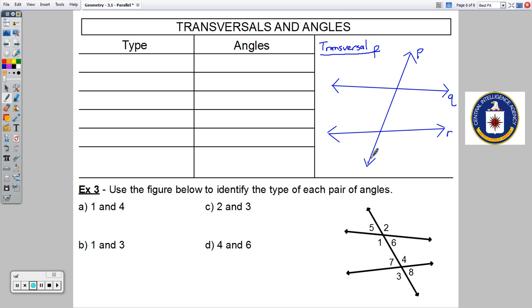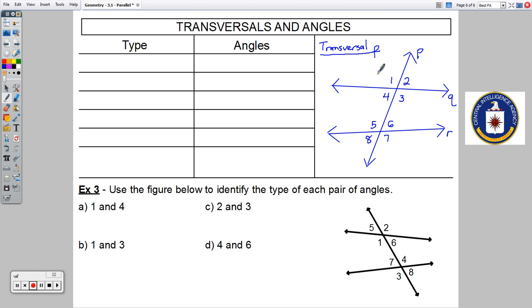That's the transversal we're looking at. Would Q and R eventually cross out here? Yeah, but we're looking at transversal P in this instance. And let's label these angles with a 1, 2, 3, 4 up here, and a 5, 6, 7, and 8 down there in that order.